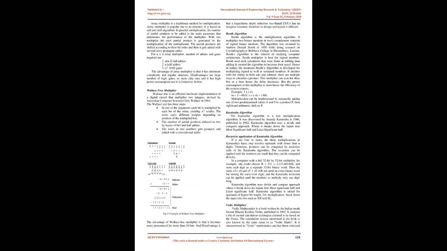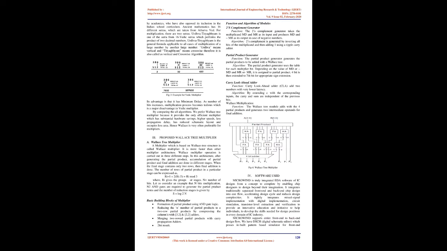The algorithm was invented by Andrew Donald Booth in 1950 while doing research on crystallography at Birkbeck College in Bloomsbury, London. Booth's algorithm is of interest in the study of computer architecture. Booth multiplier is best for signed numbers. Booth used desk calculators that were faster at shifting than adding and created the algorithm to increase their speed. Hence, to reduce the iterations, Booth's algorithm was developed for multiplying signed as well as unsigned numbers.